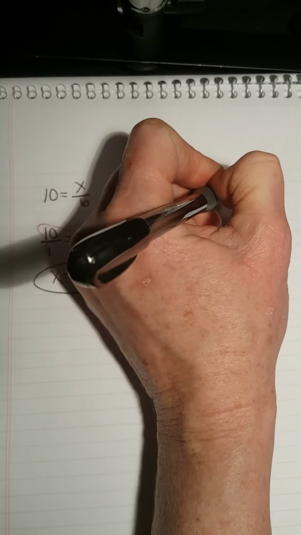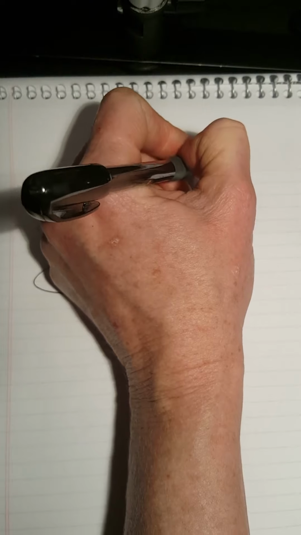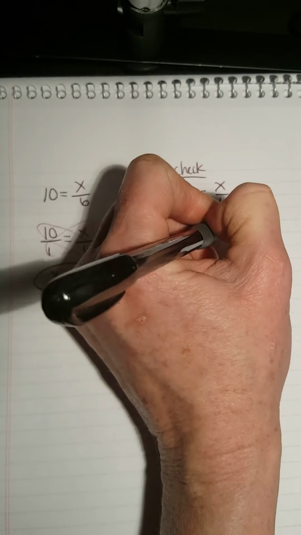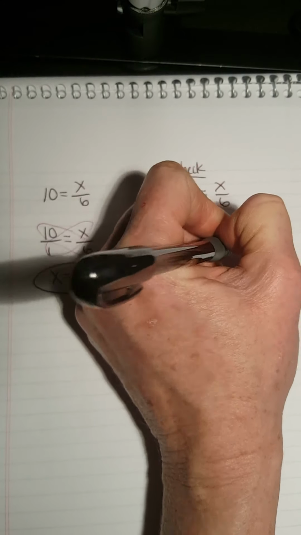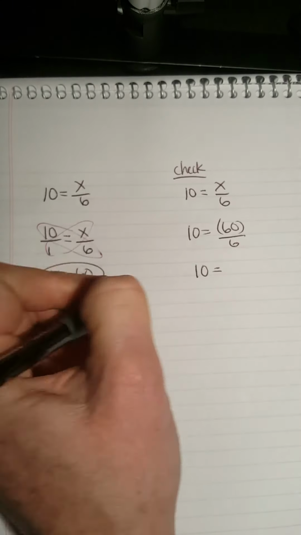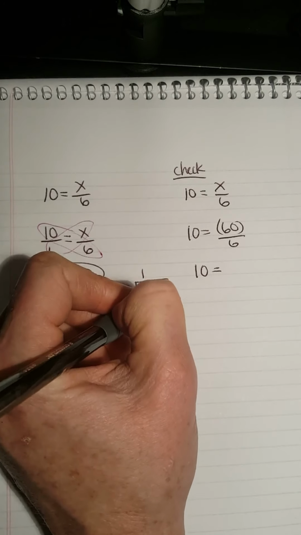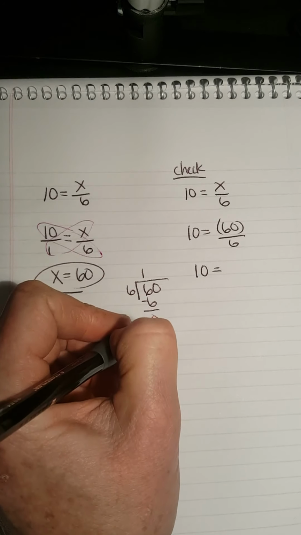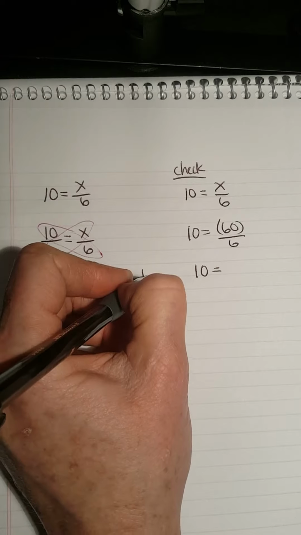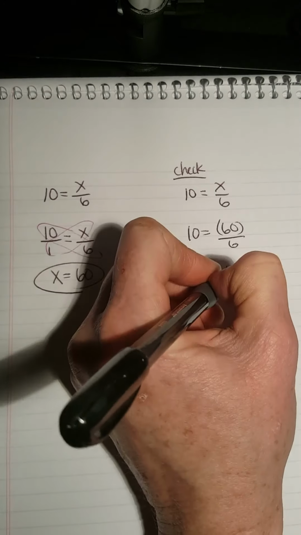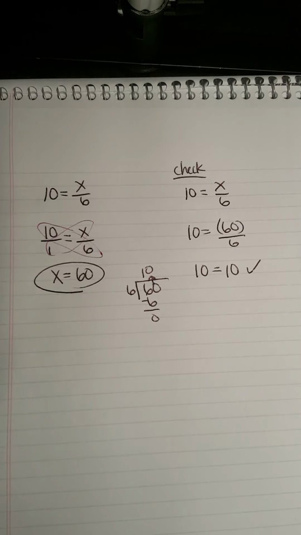Check my work. 10 is equal to 60 divided by 6. 6 goes into 6 once. There's nothing left, and this 0 has to be used, so it moves up. So 10 equals 10 is true.